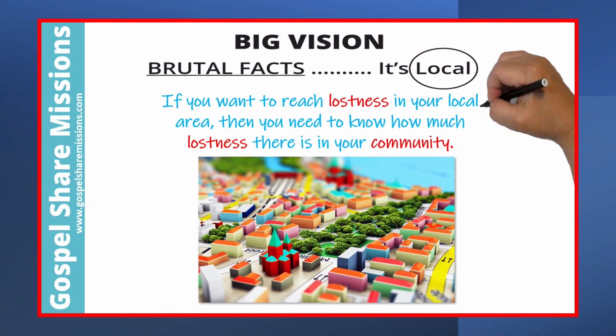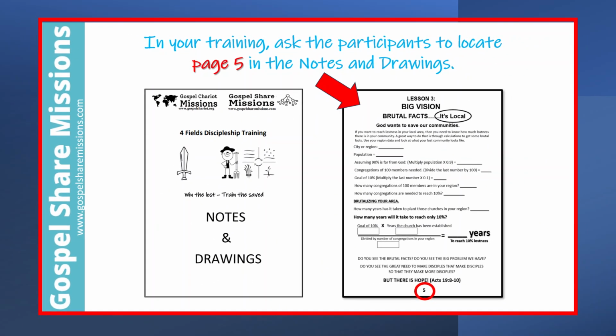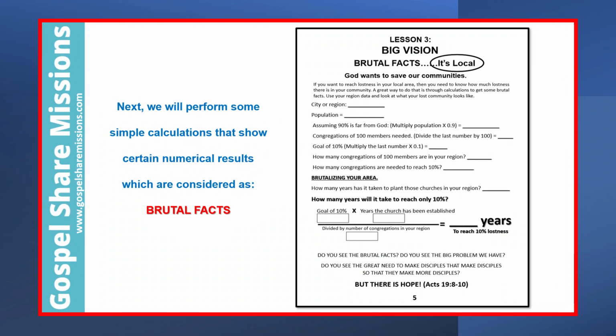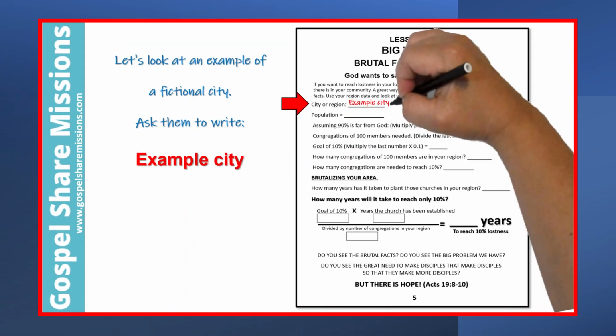If you want to reach lostness in your local area, then you need to know how much lostness there is in your community. In your training, ask the participants to locate page 5 in the notes and drawings. Next, we will perform some simple calculations that show certain numerical results which are considered as brutal facts. Let's look at an example of a fictional city. Ask them to write, example city.